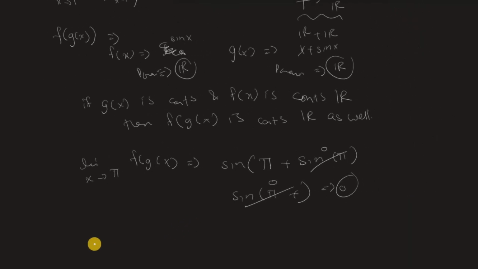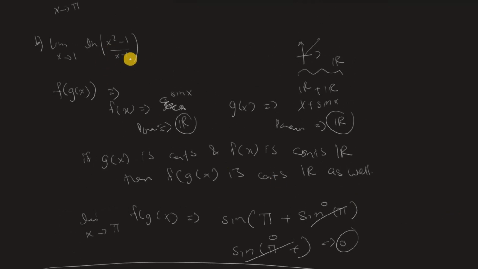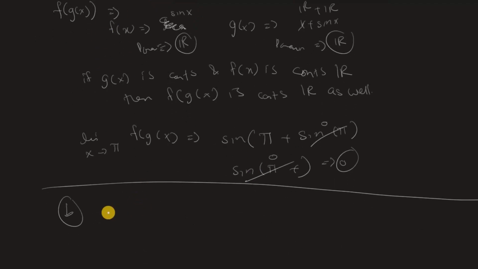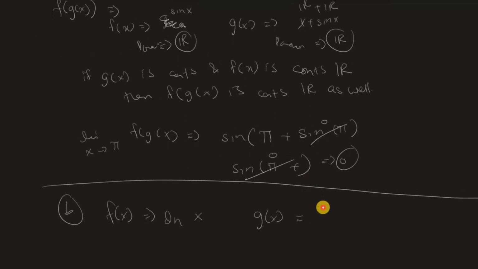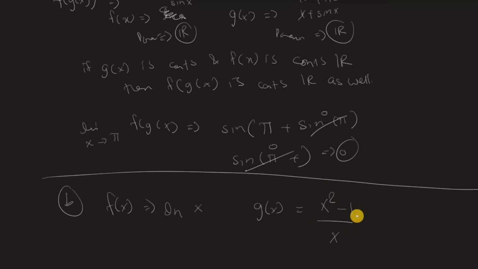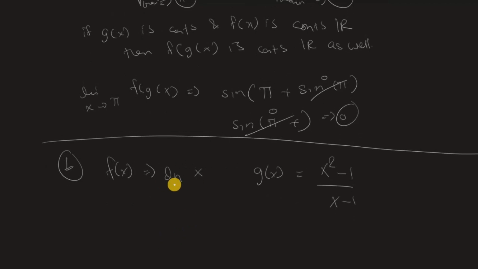Now for the second one, question B, we have this function over here. The outside function that we have is ln of x, and the inside function that we have is this quotient over here. So the outside function is ln x, right? And the inside function is x squared minus 1 over x minus 1. Okay, so we have this, and what about the domain of this one?